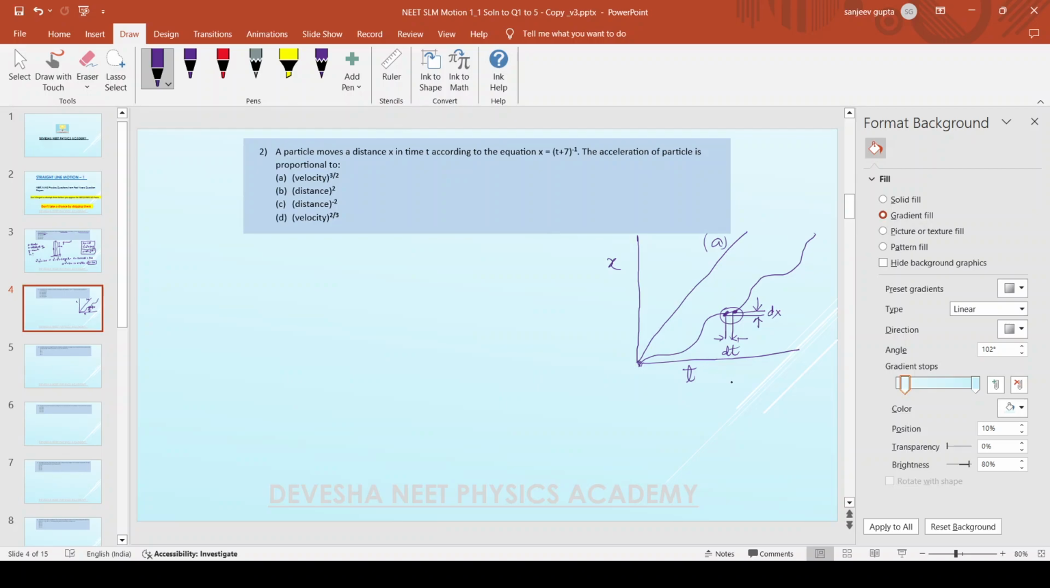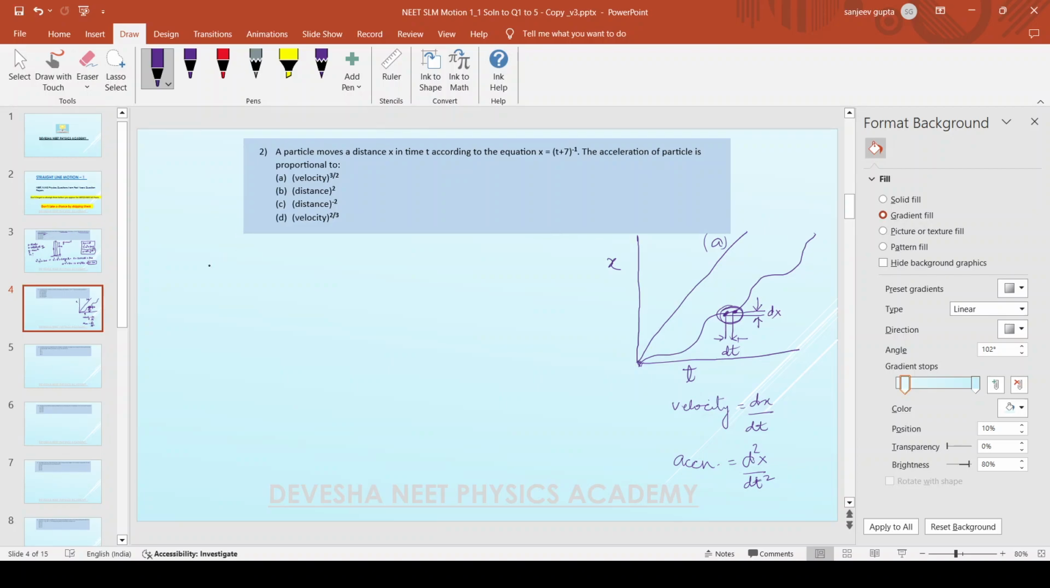So what is the velocity at this point in time? At this point, the velocity is equal to dx by dt. So this is the velocity at this point in time. And what is the acceleration at that point in time? Acceleration is equal to one further differentiation of this, which is d2x by dt2. Okay, so this we need to remember.